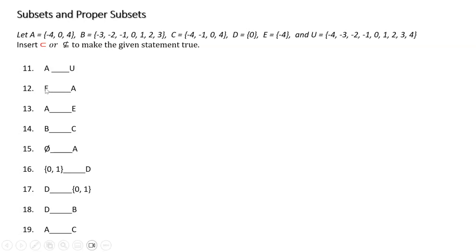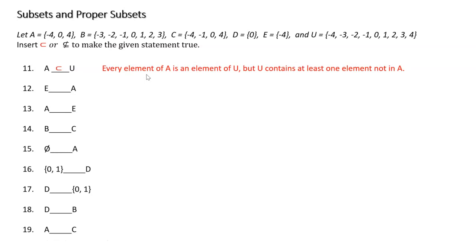Okay, so let's go to A and U, right? And the universal set. So check this out, guys. Set A has -4, 0, and 4, which are also in the universal set, -4, 0, and 4. So the correct choice will be the proper subset. Okay? And there's the explanation. Every element of A is an element of U, of the universal set, but U contains at least one element not in A, right? At least one. It contains about 5 of them.